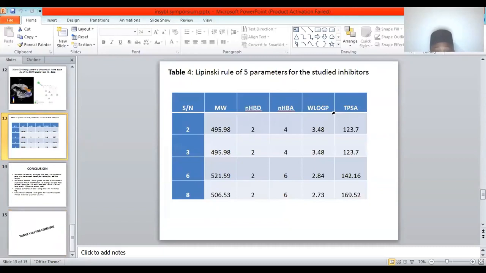This table depicts the Lipinski rule parameters for the Lipinski rule of 5. MW represents molecular weight, NHBD represents number of hydrogen bond donors, NHBA number of hydrogen bond acceptors, WLogP, and then TPSA for the topological polar surface area. None of the four compounds violate more than two of the acceptable thresholds established by the Lipinski rule of 5.